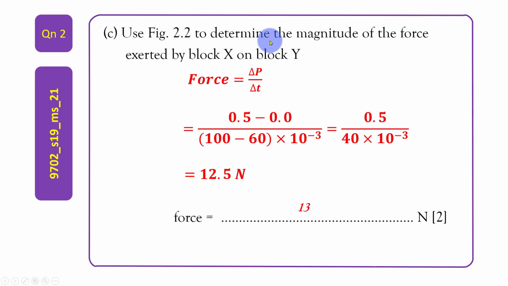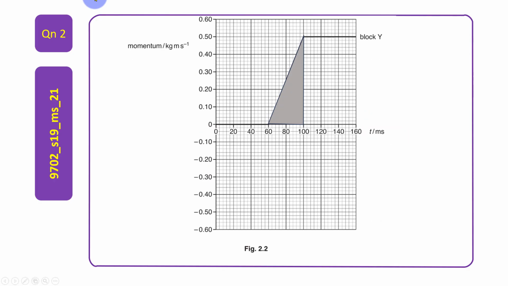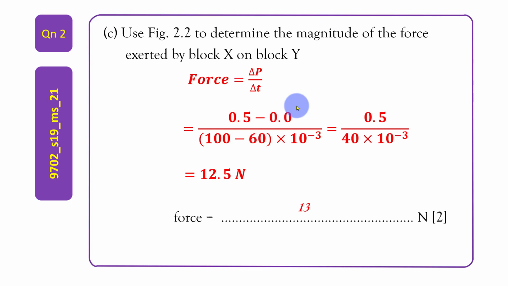Use figure 2.2 to determine the magnitude of the force exerted by block X on block Y. We must remember that force is defined as a rate of change of momentum: a change in momentum divided by time. That is exactly why, when we look at this graph, momentum is on the y-axis, while we have time on the x-axis. This shows that the gradient, this change divided by this change, will give us a rate of change of momentum. And the rate of change of momentum is force.